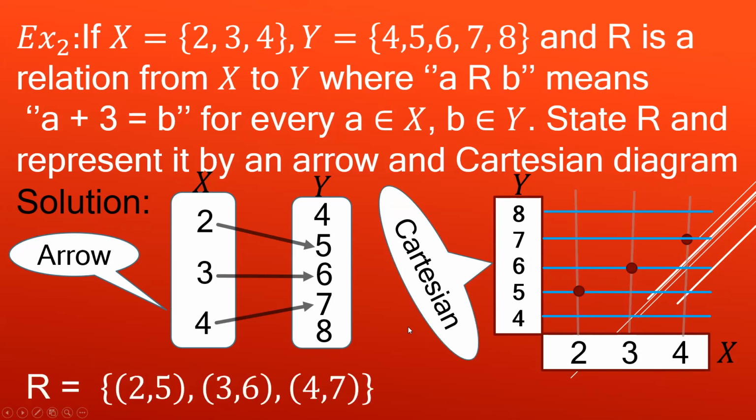Now we can deduce the set of the relation. It is the set of ordered pairs 2 and 5, 3 and 6, 4 and 7. This is the set of the relation.